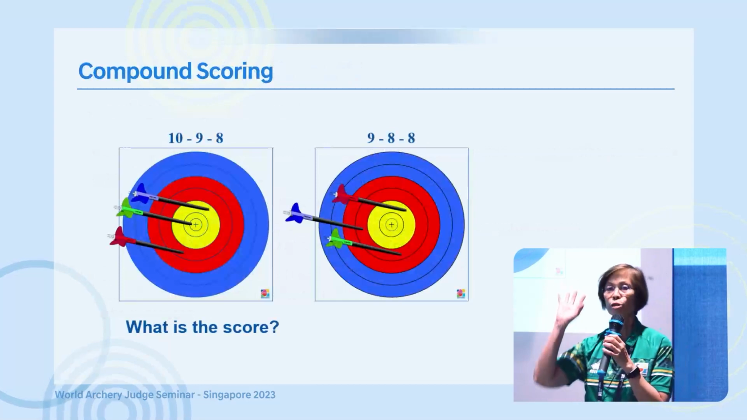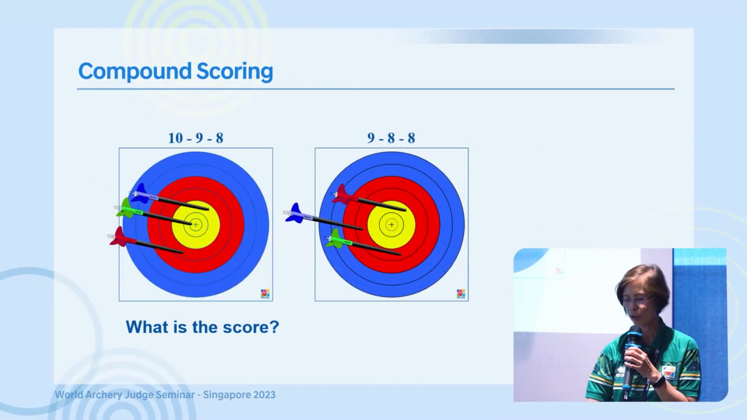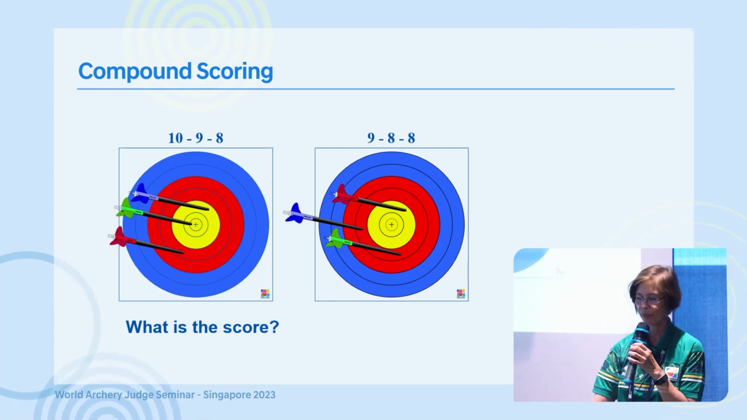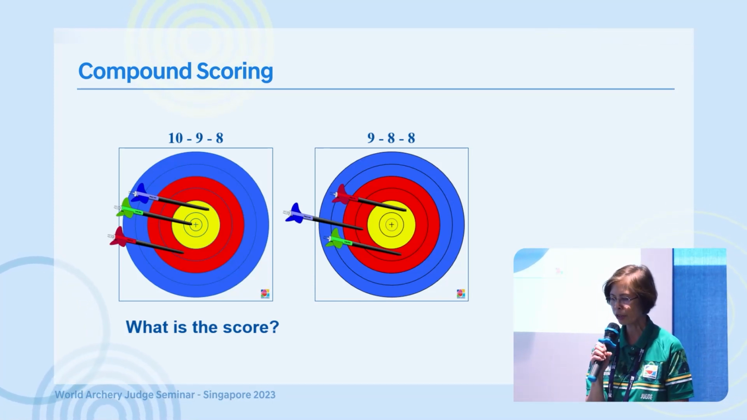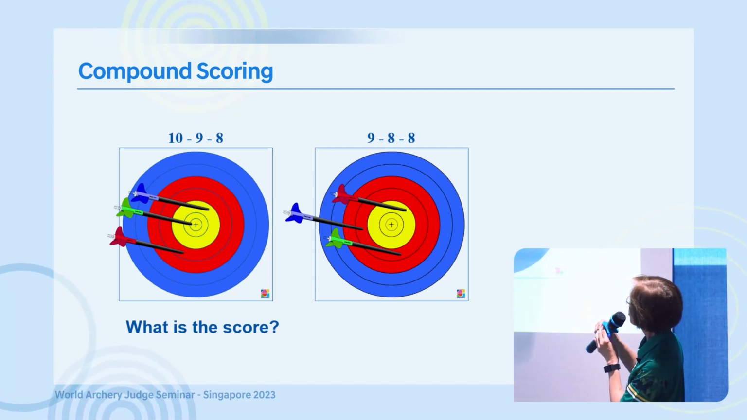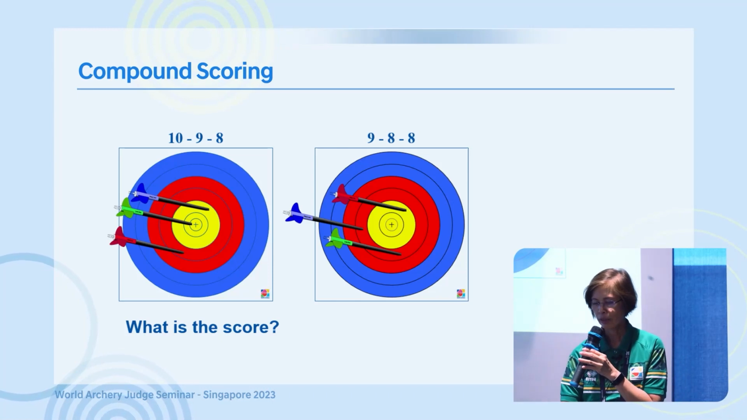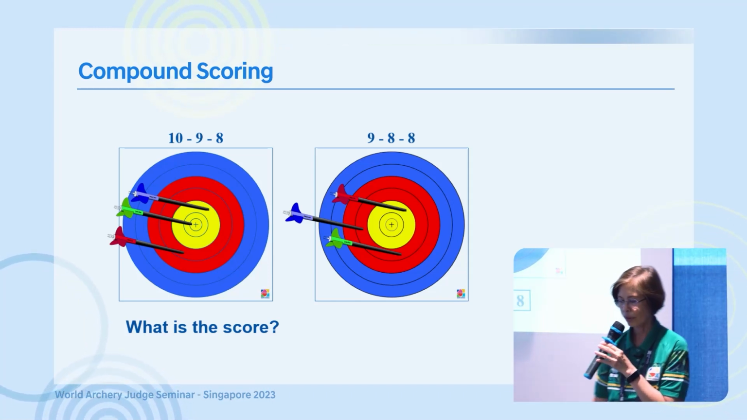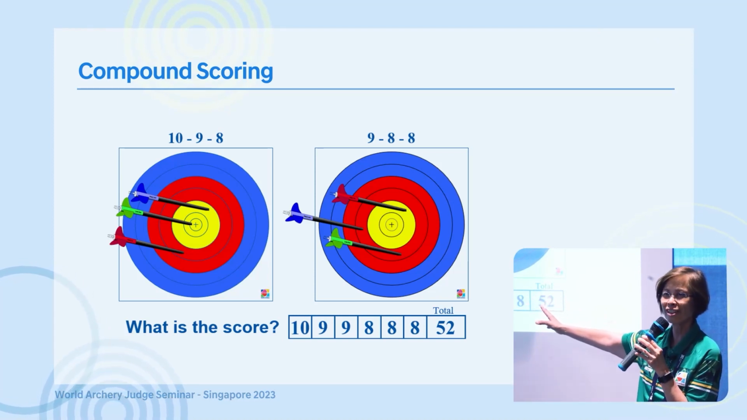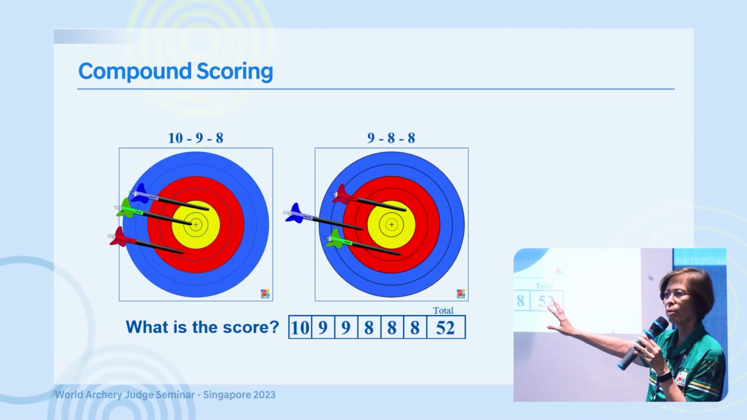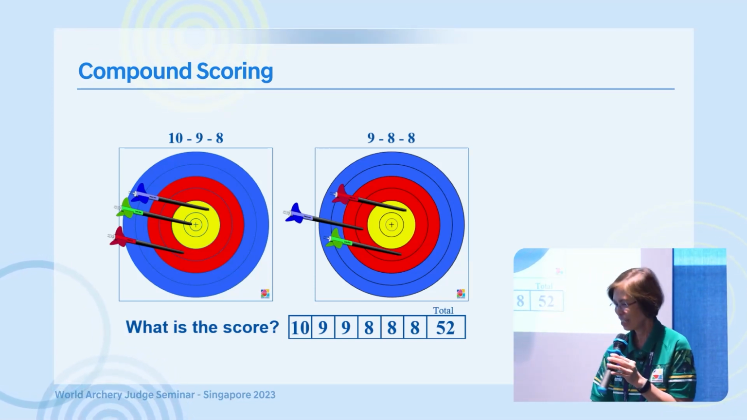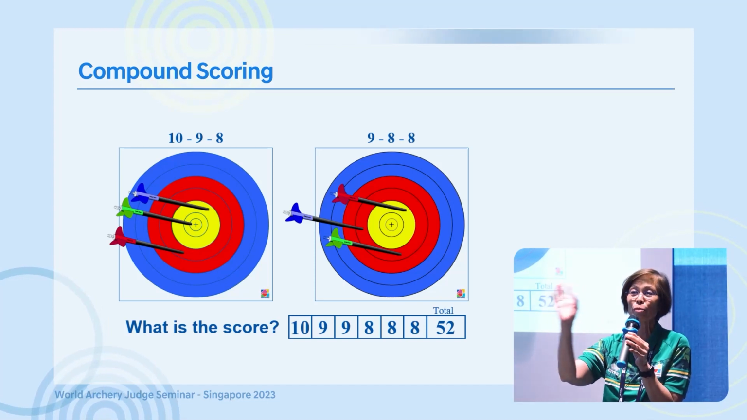Okay? So let's do some practice for compound scoring when you have 2 target faces for the team. So what is the score here? Okay. So it's a normal thing. Nothing is wrong here. Just to fool you a bit. Maybe you're looking for a mistake. It's okay. So you have to be careful also. Don't find a mistake where there is none.